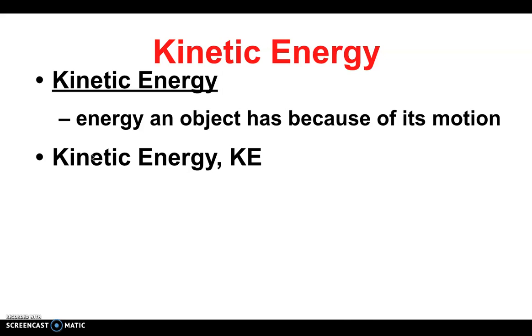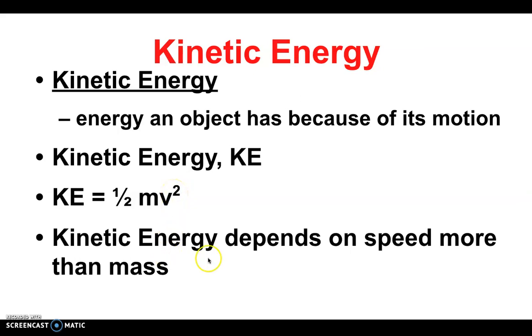And we can actually calculate how much kinetic energy we have using this equation that says 1/2 times m, that stands for mass, times v, that stands for the velocity, how fast the object is going, squared. So I'm going to take the velocity and I'm actually going to square it. So that means that kinetic energy depends more on the speed or velocity of an object than on that object's mass. And you can pause the video here if you need to finish taking your notes on this page.